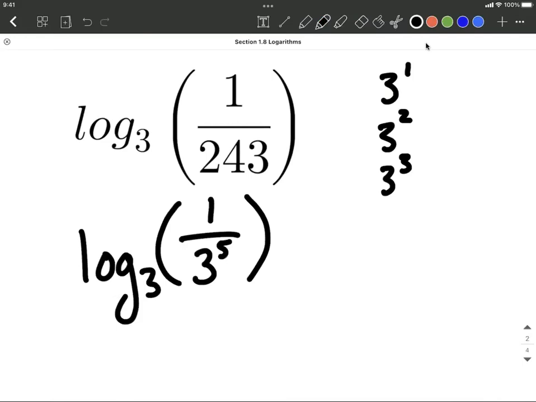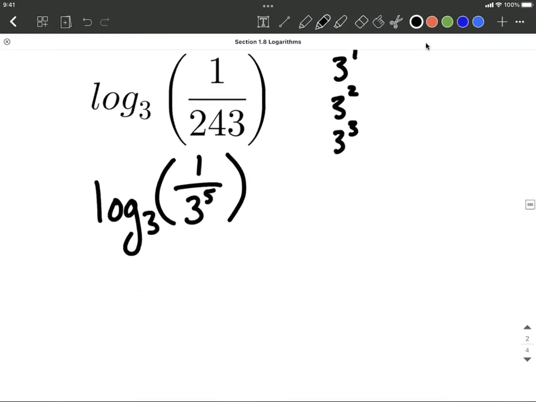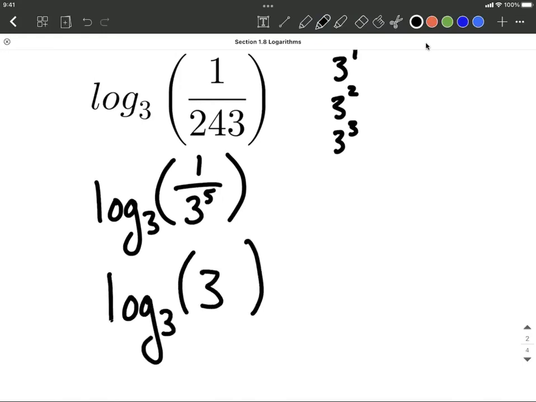From here, we can't just cancel out and get 5, because remember our property said it has to be log base 3, and then 3 raised to a power. So we have to go back to our properties of exponents and move that up to the numerator, making it a negative 5. 3 to the negative fifth is equivalent to 1 over 3 to the positive fifth. And now we're going to get that nice canceling out using the inverse function properties.